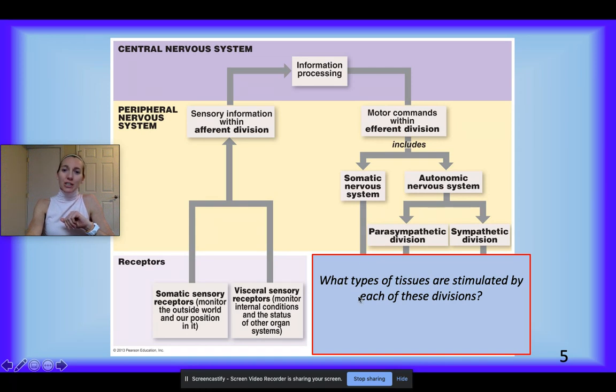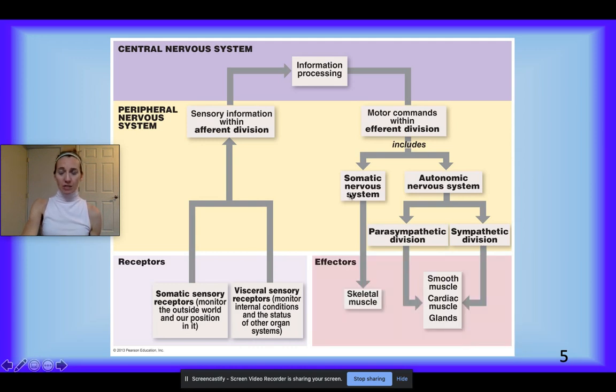So think about the tissue types that we've covered and what sorts of efferent effectors are we going to see pop up in this box. See if you can kind of guess what those would be. Right, so with the somatic nervous system, since it's voluntary, we're acting upon skeletal muscle. And then over here with our autonomic, right, so automatic, you've got smooth muscle, cardiac muscle, and you also have glands.